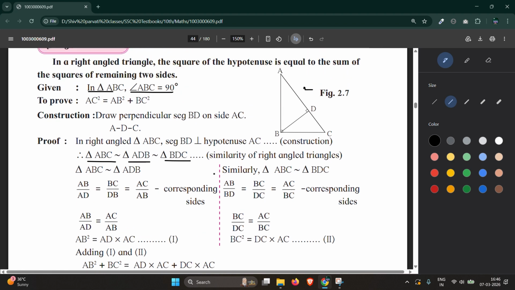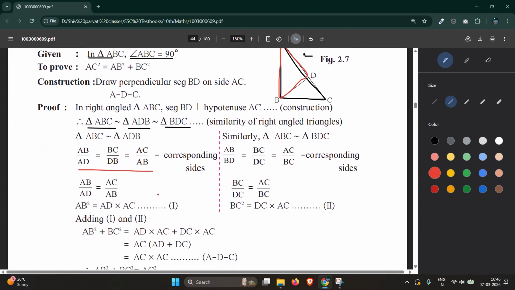So what we will do is, again, we will take the similarity of the bigger triangle, the original triangle, and the upper triangle first. So we are first considering these two triangles, and we are going to use the corresponding side ratios. So this is what similar triangles mean, right? The corresponding sides grow in the same ratio, so they have the same ratio.